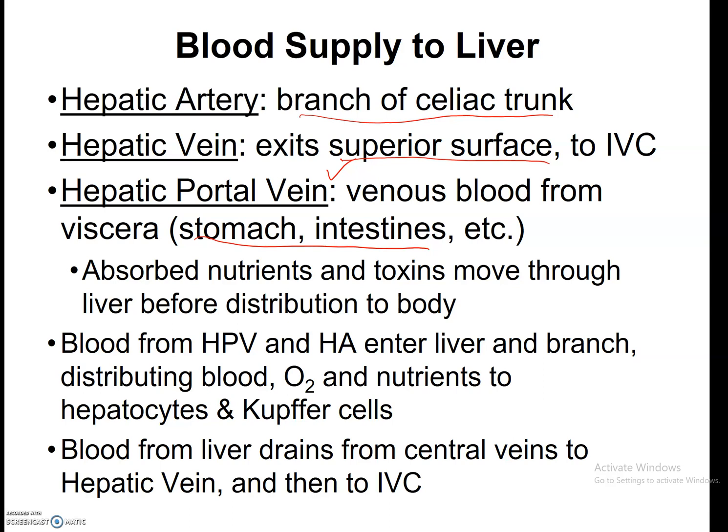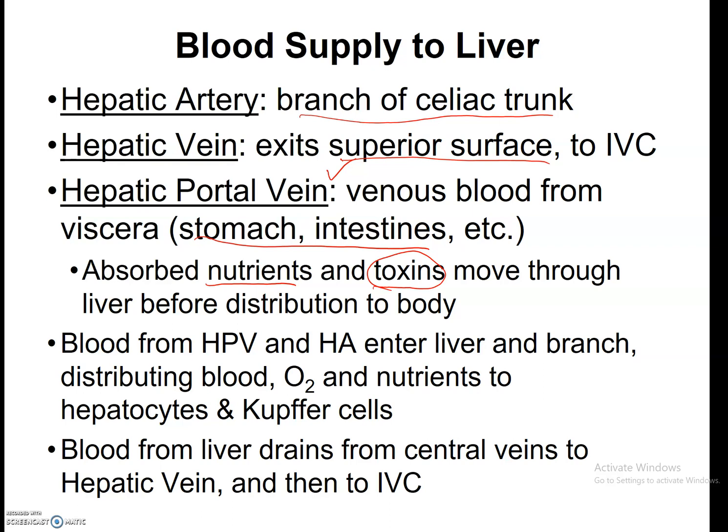So the liver has this thing called the first pass effect. The first pass effect means that anything absorbed through the digestive system passes through the liver first. So that means that the liver gets the first absorbed nutrients. It also gets the toxins first. And so they move through the liver before it can be distributed to the body, helping keep toxins from getting distributed and kind of trapped out in body tissues.